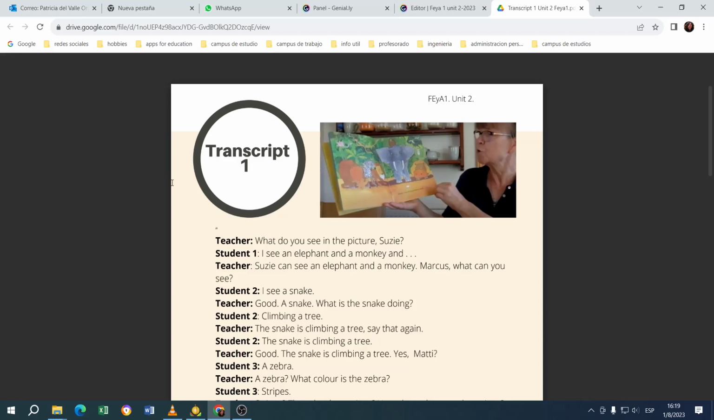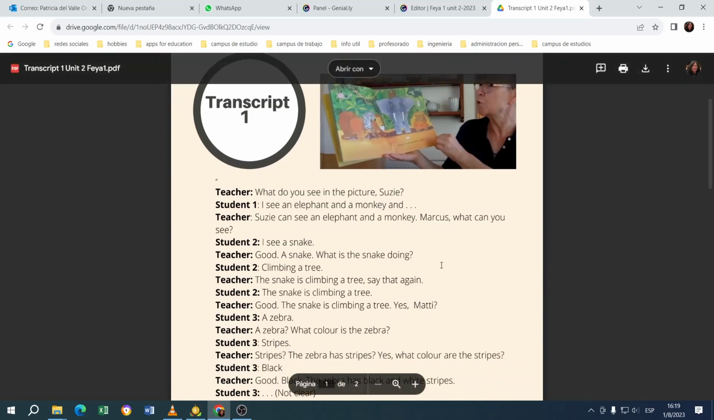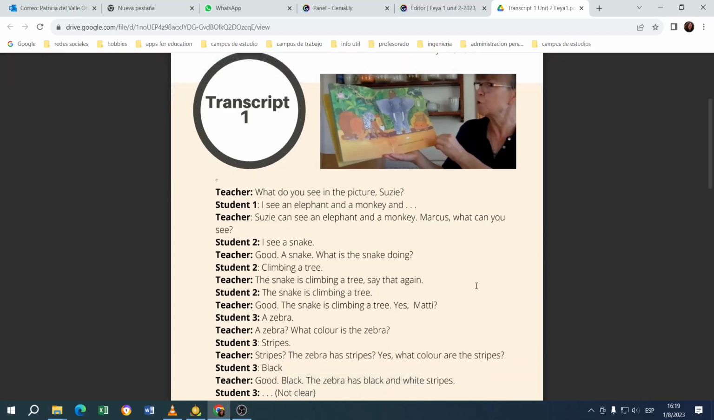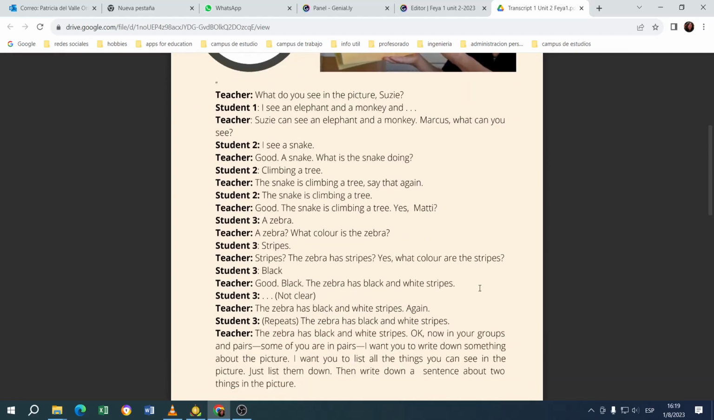Let's read some lines. What do you see in this picture, Susie? I see an elephant and a monkey. Susie can see an elephant and a monkey. Marcus, what can you see? I see a snake. Good, a snake. And what is the snake doing? Climbing a tree. The snake is climbing a tree. Say that again. The snake is climbing a tree. Good, the snake is climbing a tree. Yes. Matty, a zebra. A zebra, what color is a zebra?